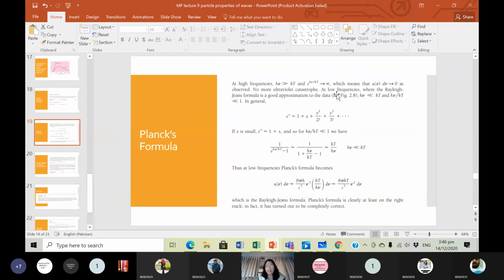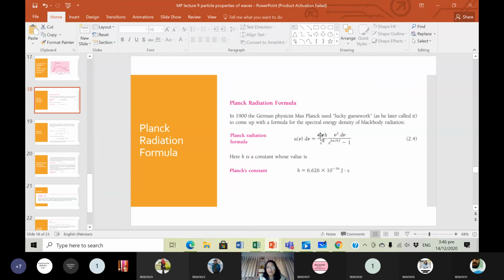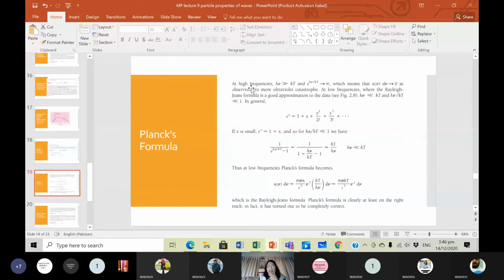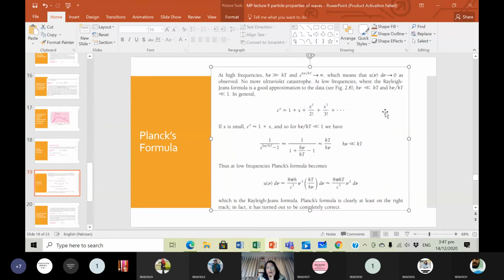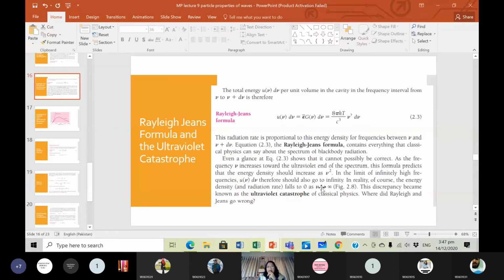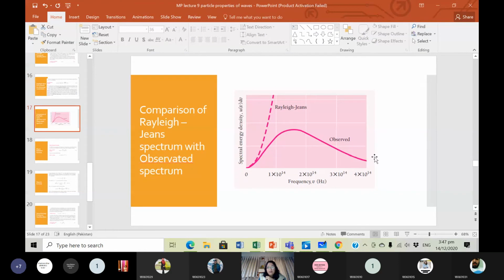Let's see now if Planck's formula will be correct relative to the Rayleigh-Jeans criteria. At high frequencies, h nu will be much greater than kT, because nu is frequency here. And this term, e to the power h nu over kT, goes to infinity. Remember we said that for the Rayleigh-Jeans formula, as the frequency goes very high to infinity, the energy density will also go to infinity, which should not be the case. It should in fact go to 0.